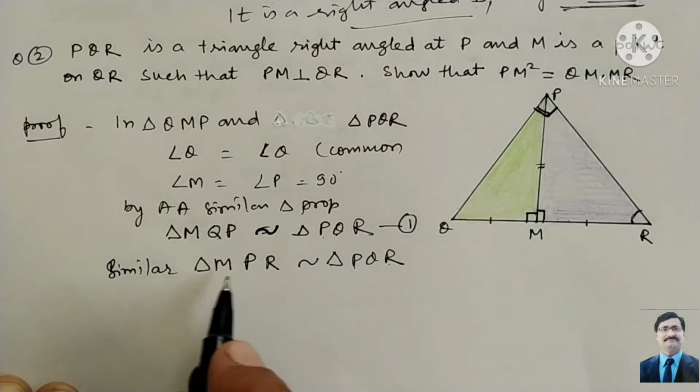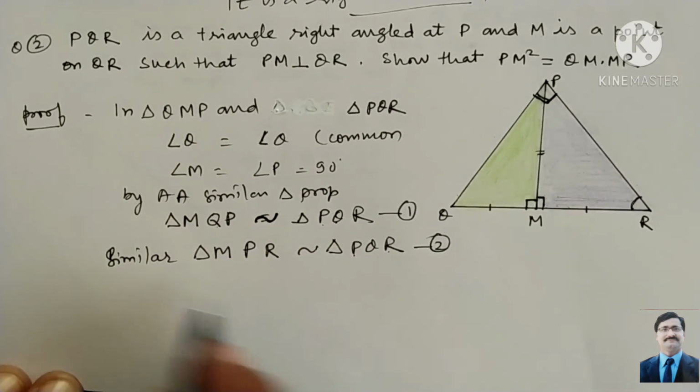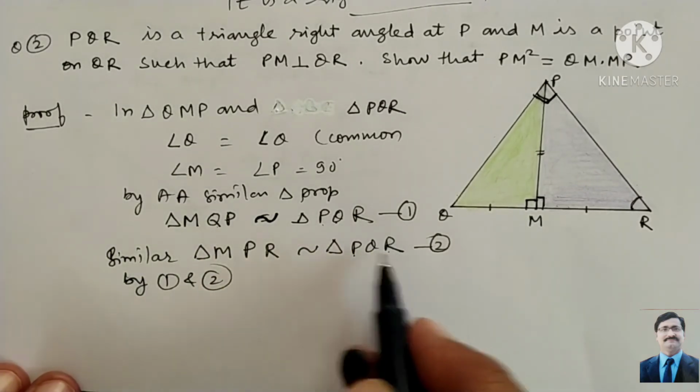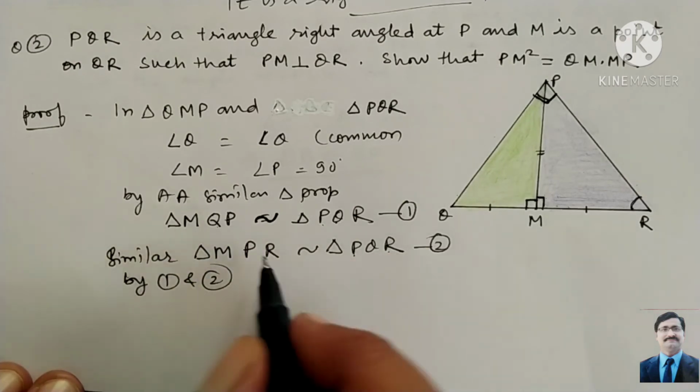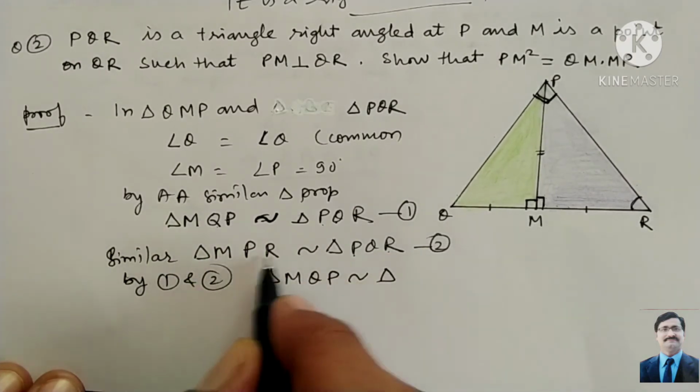Means we can write here triangle MPR is similar to triangle PQR. Now by 1 and 2, look here, this PQR is similar, same as it is. So we can write triangle MQP is similar to triangle MPR.